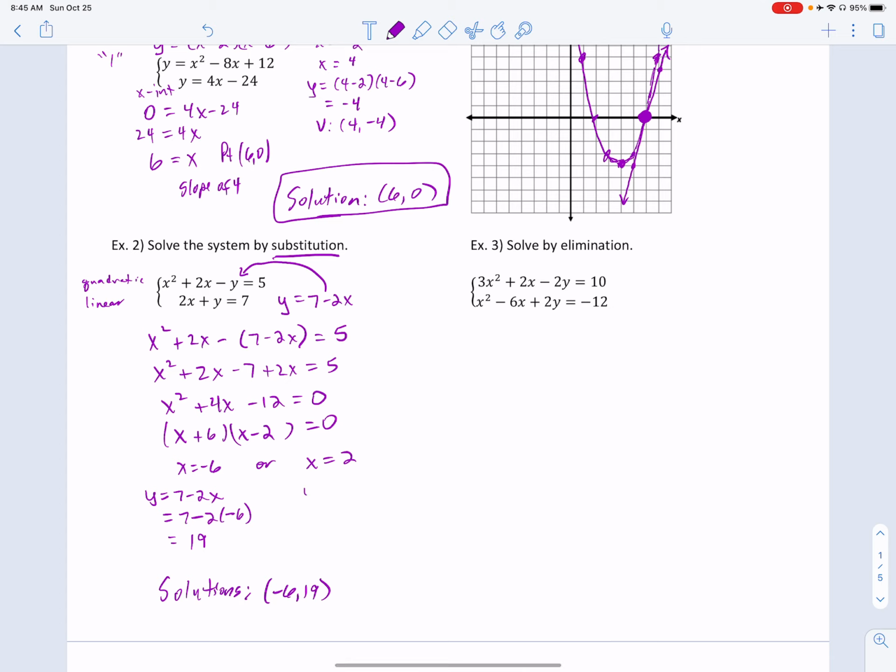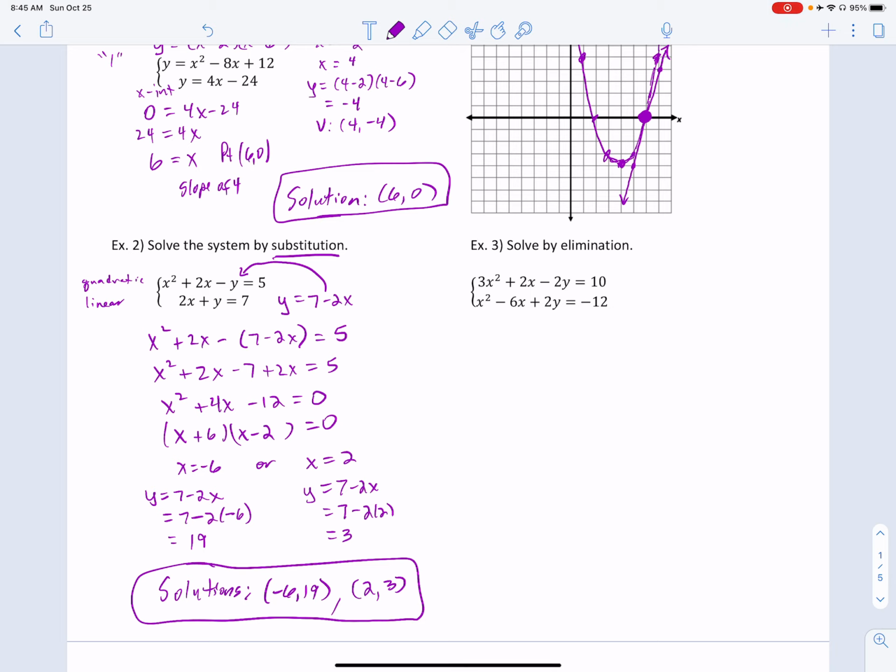But x equaling 2 will produce a second ordered pair where they intersect. And we get 7 minus 4, which is 3. So we'll just put a comma, and our second ordered pair is 2, 3. So if I were to graph those, I expect those are the 2 points where they intersect. And so if I plug them back in, both points should make the top equation true and the bottom equation true. All right, example 3, here we have 2 parabolas, which could have no solution, one solution, or 2 solutions.